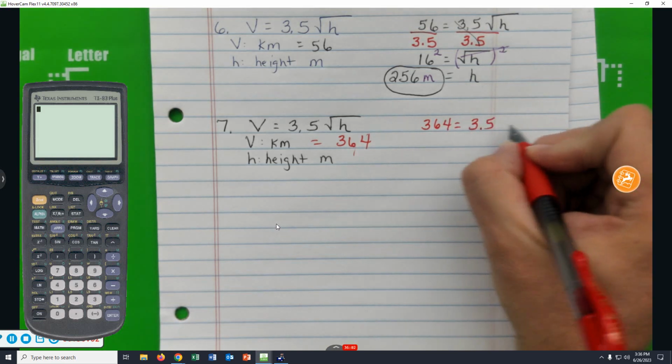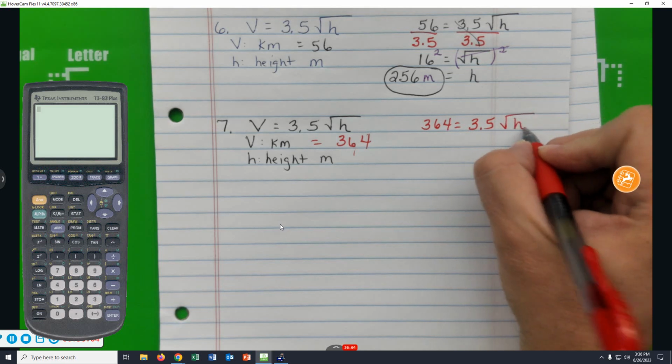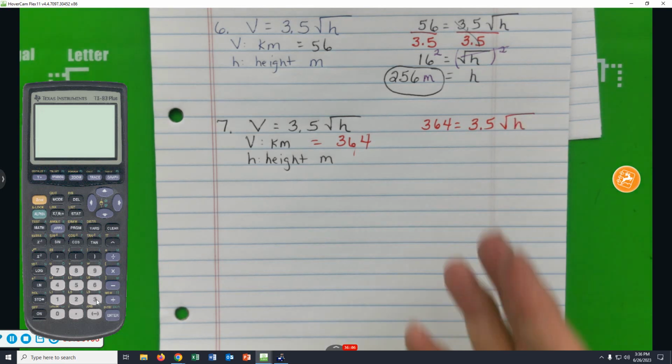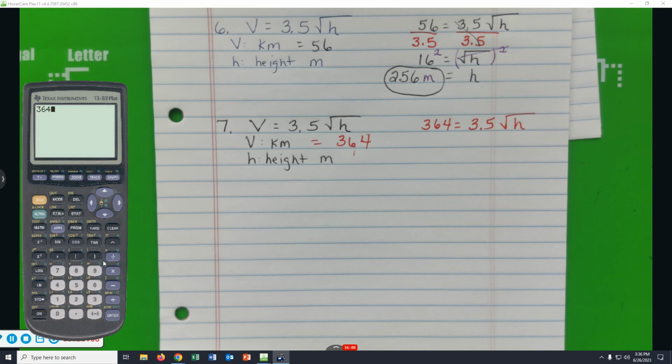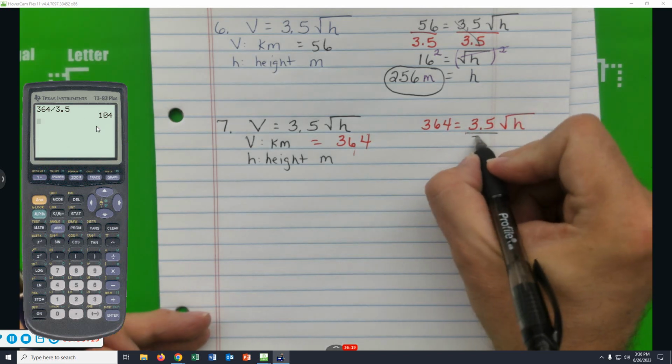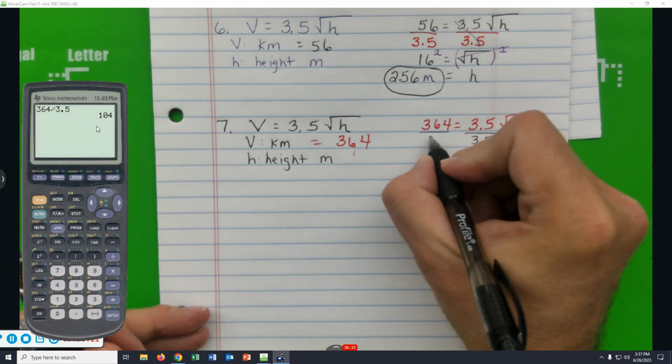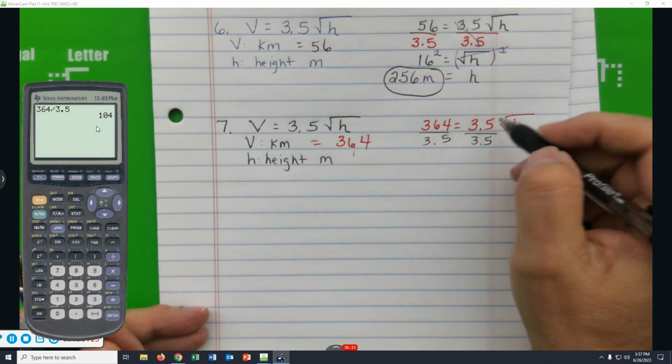And then go through those same steps. Oh, I don't think it's going to be... I don't know that it's going to work out. Perfect square. 364 divided by 3.5. Oh, wow. Okay. It's an integer. It's not a perfect square, but it's an integer at least. Okay. Well, I don't think it needs to be a perfect square.